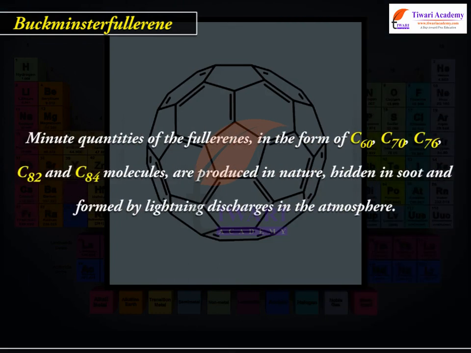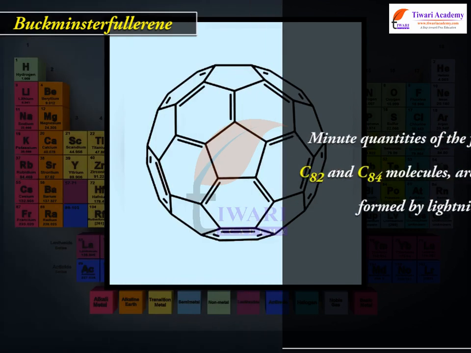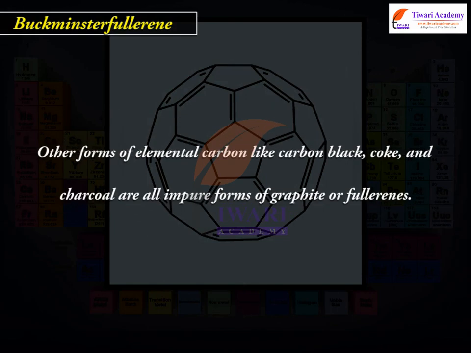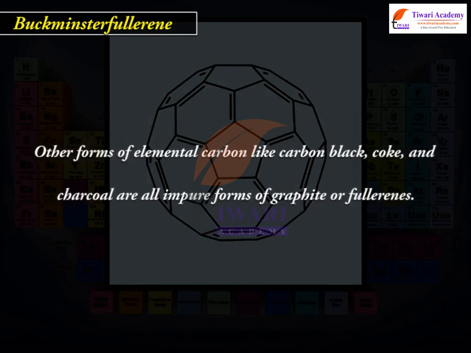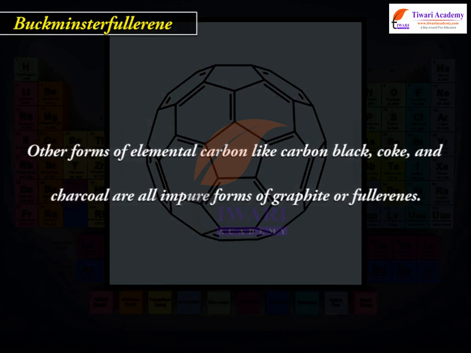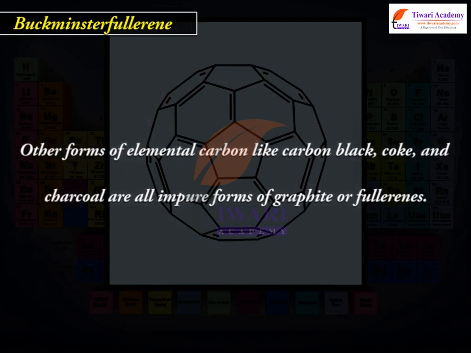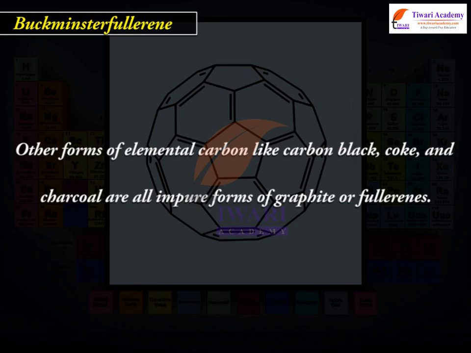Minute quantities of the fullerenes in the form of C60, C70, C76, C82 and C84 molecules are produced in nature, hidden in soot and formed by lightning discharges in the atmosphere. Other forms of elemental carbon like carbon black, coke and charcoal are all impure forms of graphite or fullerenes.